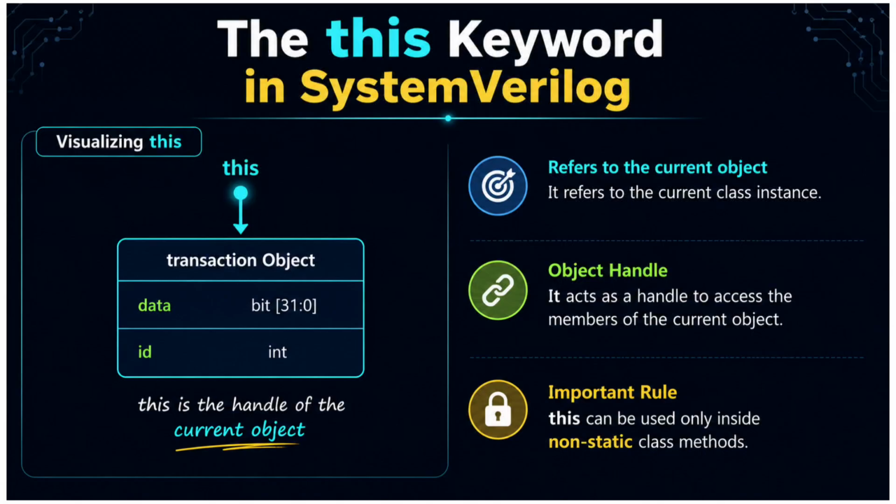Have you ever seen this keyword in SystemVerilog classes and felt confused? Don't worry, we will make it crystal clear. First, what is this? In simple words, this is the handle of the current object. It refers to the current class instance. Very important rule: this can be used only inside a non-static class method.